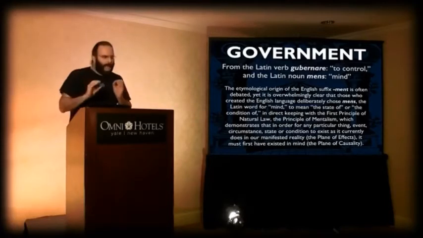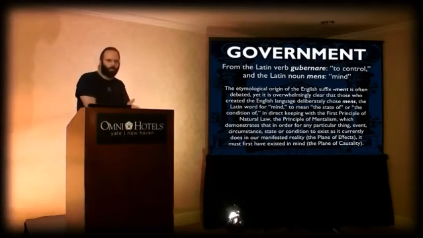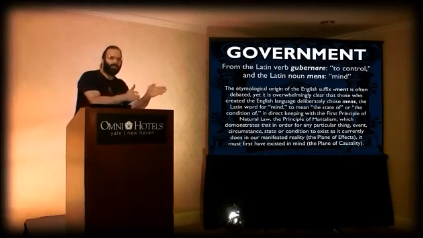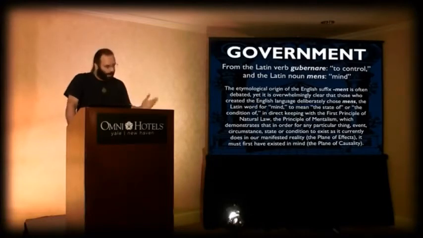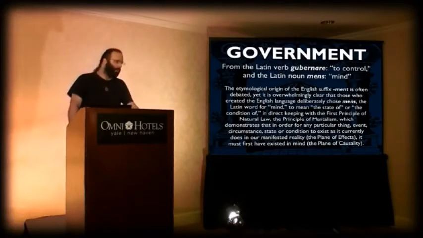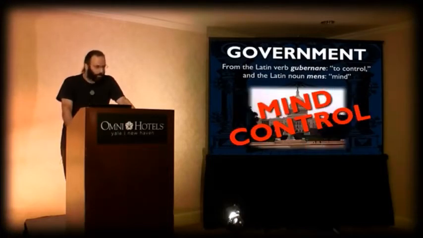So, anything that ends in ment, the original etymological derivation means that it was made that way first by a state of mind which led to its creation in physical reality. Okay? Any word you can think of that ends in M-E-N-T, meaning the state of or the condition of, means it happened in mind first, and therefore it led to the state of or the condition of in physical reality. Okay? So, when I say that government means mind control, it literally does, and that is an accurate etymological breakdown.